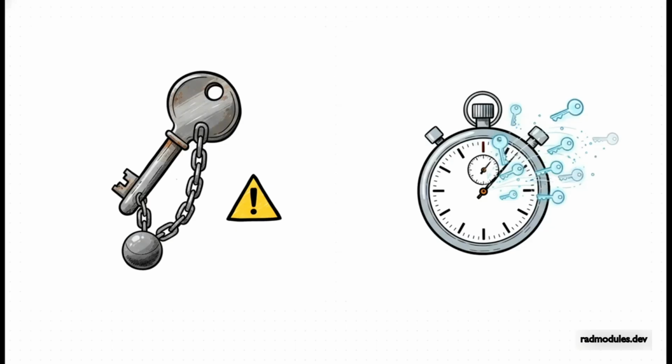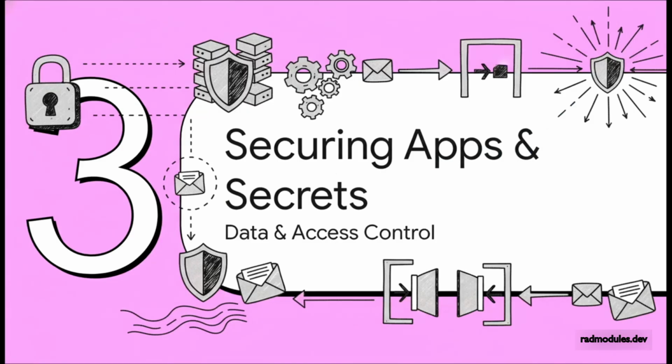So, if there's one major theme here, it's this. Static keys are bad. Short-lived credentials are good. You have to get away from downloading those JSON key files that live forever and could get leaked. The modern, secure way is to generate credentials, like access tokens, that are only valid for a short time, maybe just a few minutes. It's a total game changer for security. Okay, so our apps have secure identities.